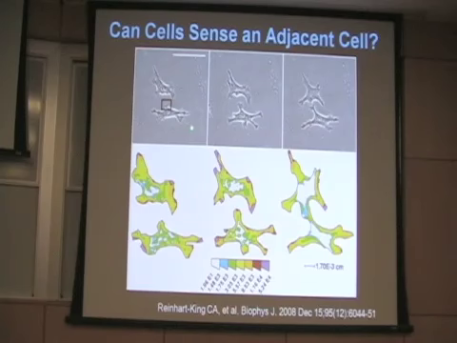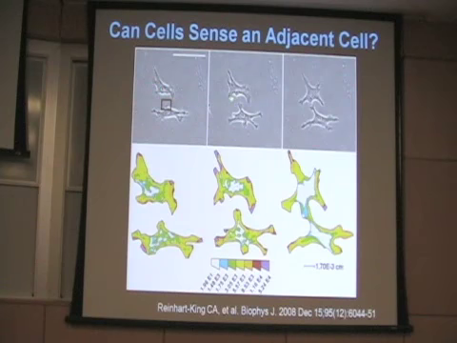And what in fact you see over time, and this takes about 2 hours or so, is that the cell will actually start migrating towards an adjacent cell. And so if you look here in the first frame, you can see the cells sent out a very small pseudopodia towards the adjacent cell.